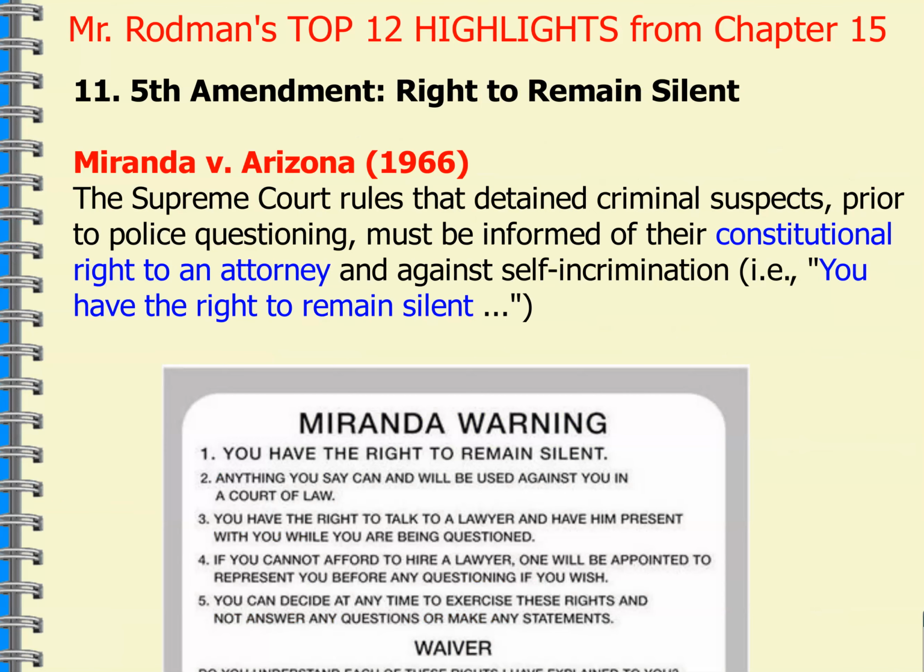The Miranda v. Arizona, we kind of already talked about with the Fifth Amendment, the right to remain silent. Here's the Miranda card that police do carry around. You have the right to remain silent. Anything you say can and will be used against you in a court of law. You have the right to an attorney. If you cannot afford one, one will be appointed to you at the cost of the court. Do you understand these rights?